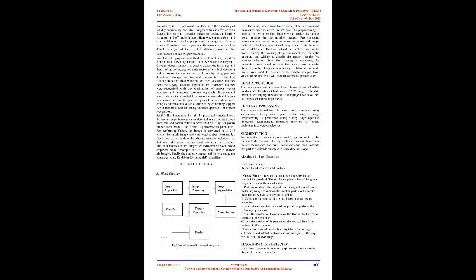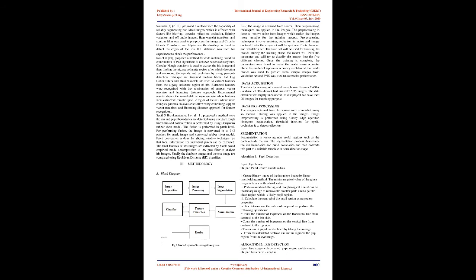Rai et al. proposed a method for code matching based on a combination of 2 algorithms to achieve a better accuracy rate. Circular Hough transform is used to extract the iris image and then find the zigzag collarette region, after which the eyelids and eyelashes are detected and removed by using a parabola detection technique and trimmed median filters. 1D log Gabor filters and Haar wavelets are used to extract features from the zigzag collarette region of the iris. Extracted features were recognized with the combination of support vector machine and Hamming distance approach. Experimental results show a remarkable recognition rate when features were extracted from the specific region of the iris, where more complex patterns are available, followed by combining support vector machines and Hamming distance approach for feature recognition.